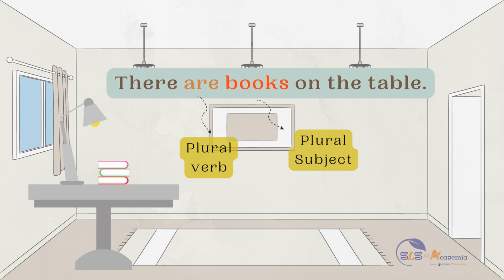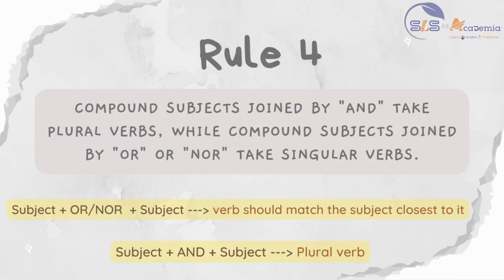Now let us learn about the fourth rule. Compound subjects joined by and take plural verbs, while compound subjects joined by or or nor take singular verbs. When two subjects are joined by and, they act as a single unit and take a plural verb. However, when subjects are joined by or or nor, the verb should match the subject closest to it.